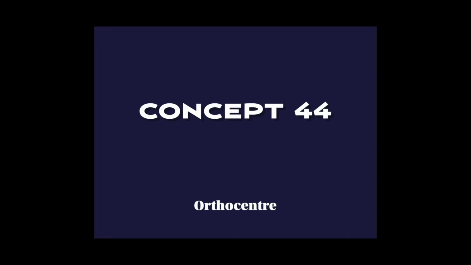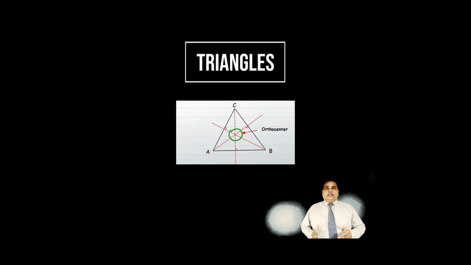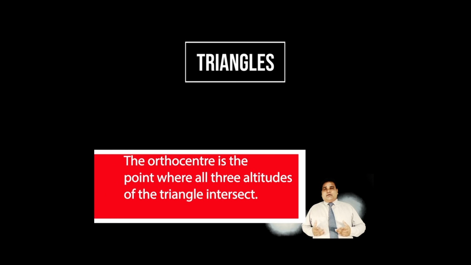Concept number 44, orthocenter. So what is the orthocenter? Orthocenter is the point where all three altitudes of a triangle intersect. We know what the altitude of a triangle is: the perpendicular distance from a vertex to the base, right? So we can form three altitudes in a triangle.